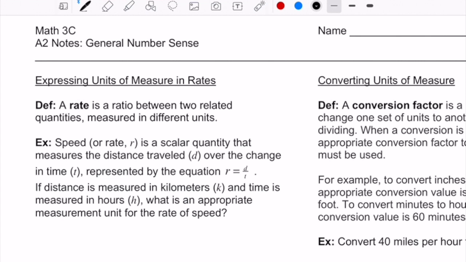All right, so in the notes for today for A2, we're going to be looking at some problems that involve using just general number sense to answer them. Starting off here, the definition of a rate. A rate is a ratio between two related quantities that's measured in different units.